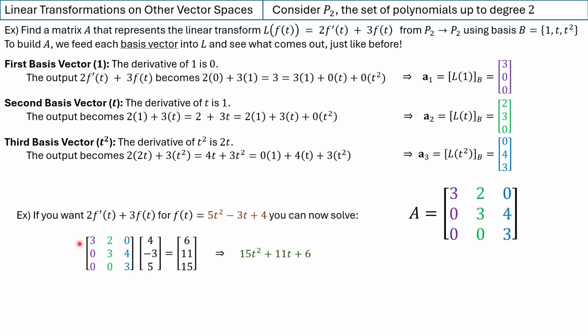This one's quite nice. For example, 3 times 4 plus 2 times negative 3 plus 0 times 5 is going to give us 12 minus 6, which is 6, right? Same thing for all the other ones. You do get 15t squared plus 11t plus 6.